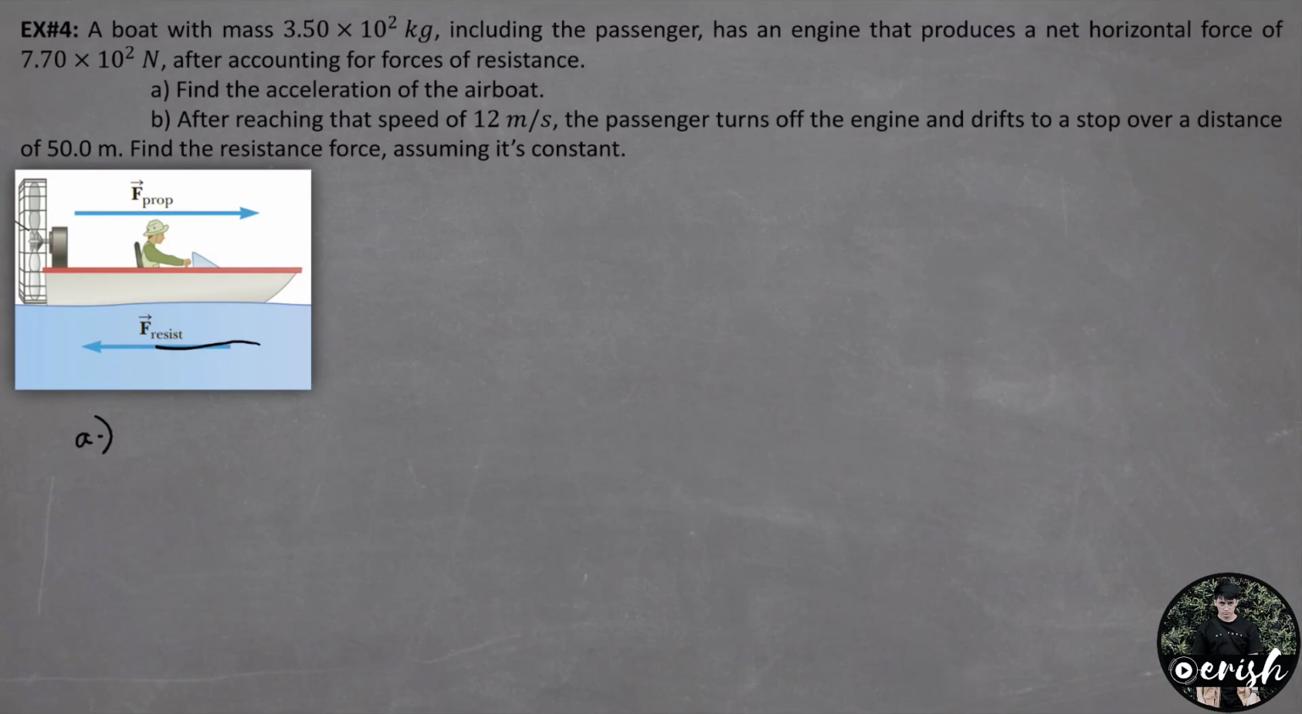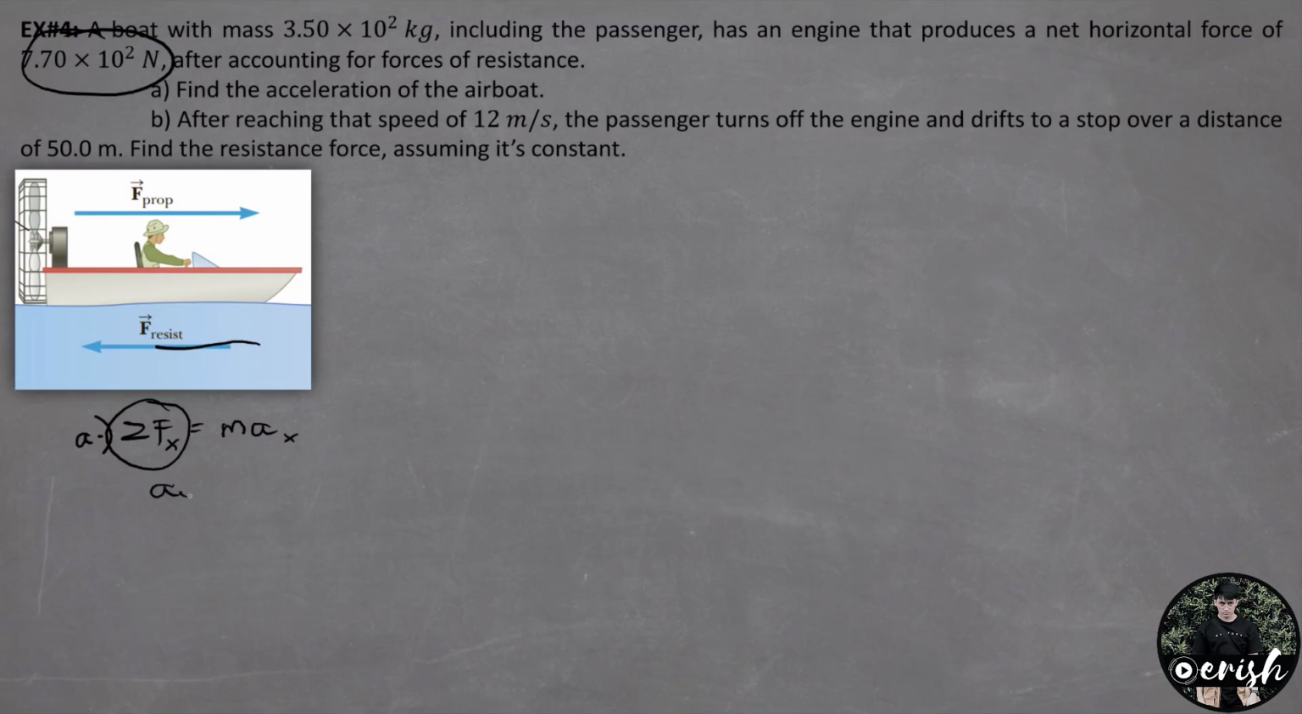We just simply use Newton's second law. F is equal to mass times the acceleration, or simply net force. Nasa x direction yung lahat ng forces natin. We have a given net horizontal force which is 7.7 times 10 raised to 2 Newton. Yun yung ilalagay na natin dito dahil net force na siya. Alam na rin natin yung mass which is 3.5 times 10 raised to 2 kilograms.